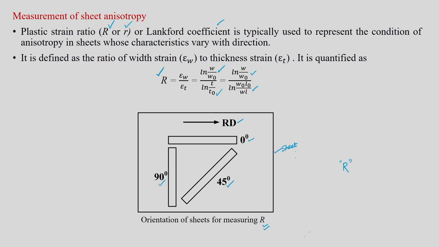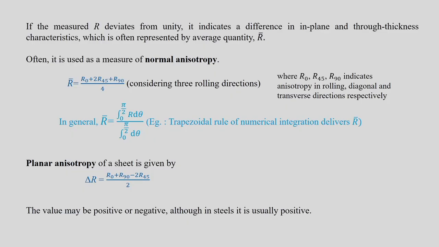Now, along with that, to quantify R for some practical reasons, we are going to define two more important properties which are actually functions of this R value. Now what we are saying is, if the measured R value deviates from unity, suppose R is equal to true width strain divided by true thickness strain is equal to 1, let us say, that means true width strain and thickness strain are the same, which means we are going to call this an isotropic material. So, until now, all the discussion we have done is only for isotropic sheets. Okay, this is the first time we are introducing anisotropy. So, suppose it is deviating from unity, so not equal to 1.